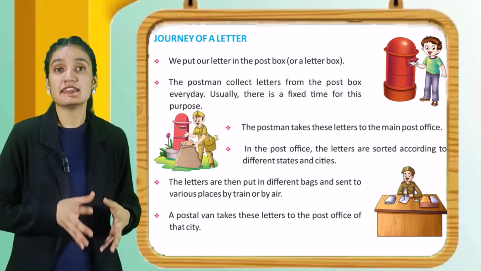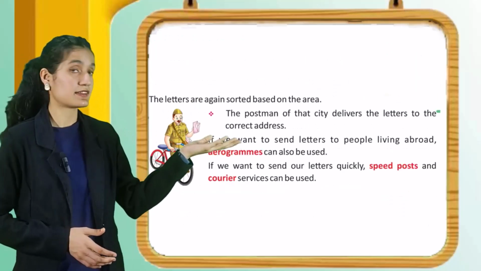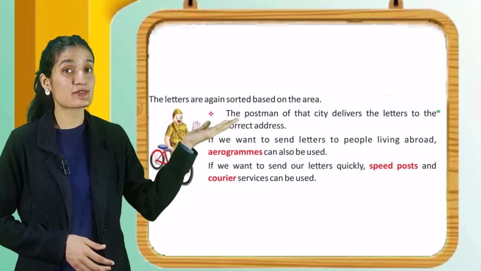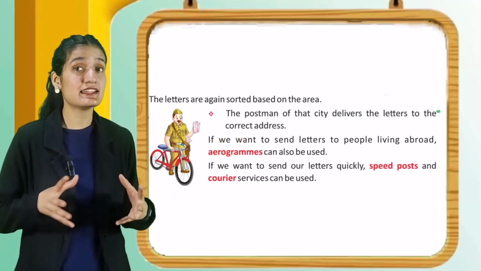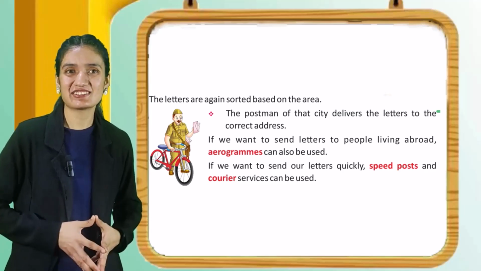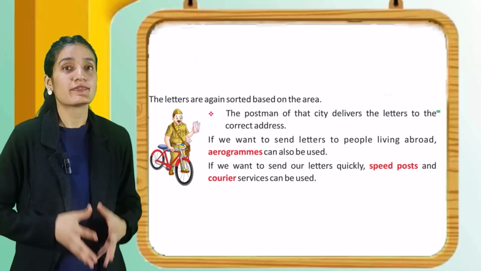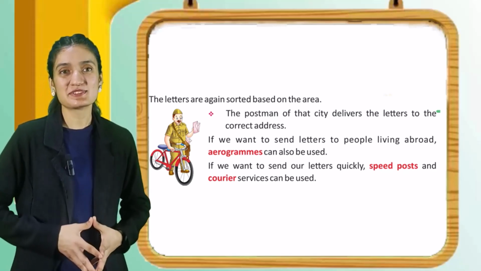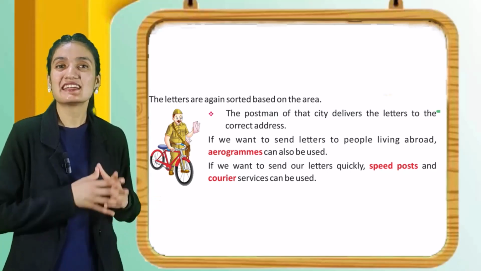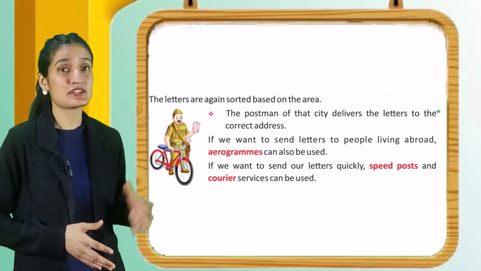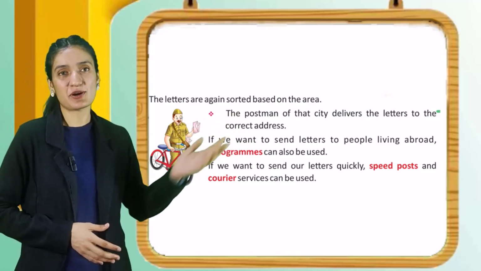A postal van takes these letters to the post office of that city. The letters are again sorted based on the area. The postman of that city delivers the letter to the correct address. If we want to send letters to people living abroad, aerograms can also be used. If we want to send our letters quickly, speed post and courier services can be used. Here you can see the picture of a postman doing his job.